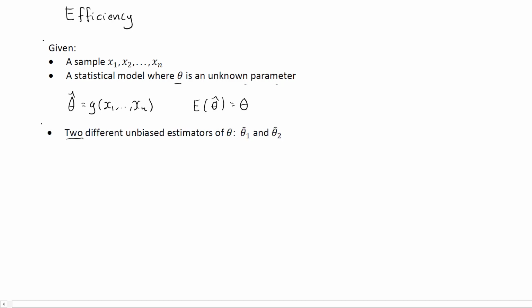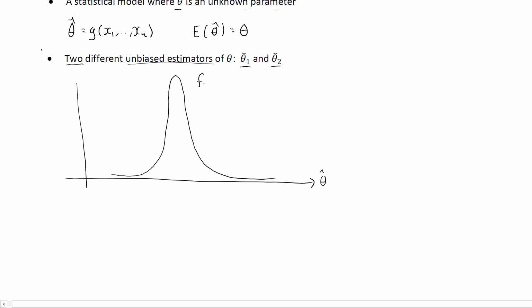So let's say that we have two unbiased estimators. It could be more, but let's start with two, theta 1 hat and theta 2 hat. They are both unbiased, so the expected value of theta 1 hat is theta and the expected value of theta 2 hat is theta. Let's say that this is the PDF of theta 1 hat. It's unbiased, so its expected value is equal to theta. If we play this game repeatedly, then this density will approximate a histogram of my guesses of theta. Let's say that the density of theta 2 looks something like this.